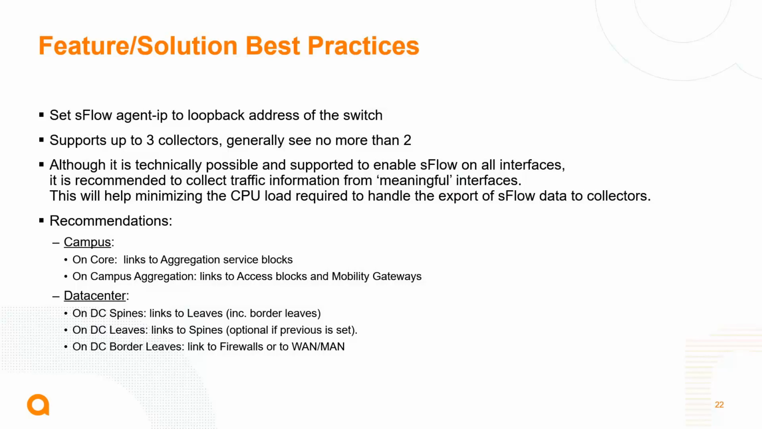So the connectivity to the spine, you can activate here instead of the spine, or on top if there is really a need to have that as well on the leaf. Specifically for the border leaf, it would be useful to activate S-Flow to the firewall or to any WAN or MAN routers.